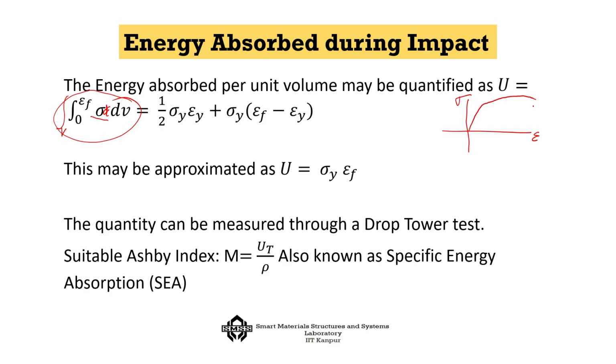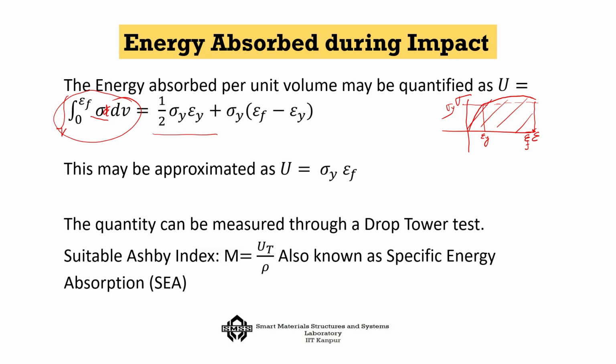Now, suppose this is my epsilon f, where the failure is happening at this point. So, what this integration means is that we have to consider the entire area, which means the initial part, half sigma y epsilon y, because this is where the yield strength is. So, half sigma y epsilon y, and then we are approximating the rest of the area as sigma y times epsilon f minus epsilon y.